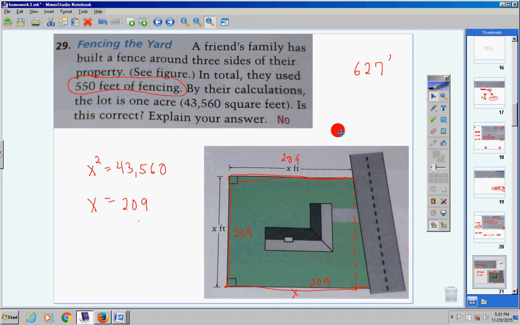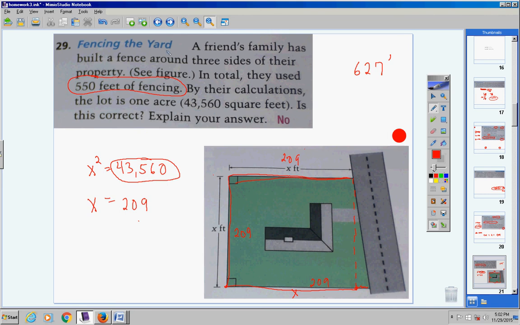So how would you explain that? I would say, in order to get this much of an area right here, you're going to have to use more than 550 feet of fencing. In other words, 550 feet of fencing is not enough to give you this area right here. It's just not enough, okay?